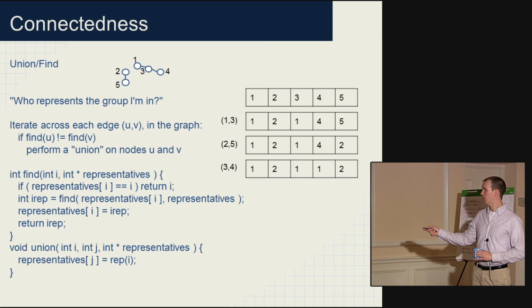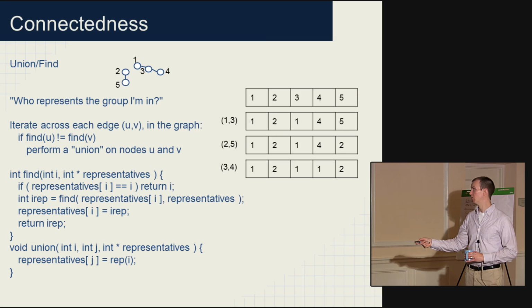So we recursed on the representative for position 3, and that's 1. And that will bring us here, and the representative for 1 is 1, and so we return 1. And so the representatives array for 3, now popping off the stack, is going to be set again to 1, so it doesn't really change, and then we'll return 1.